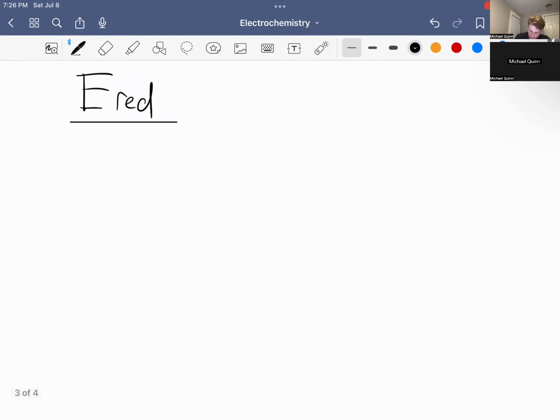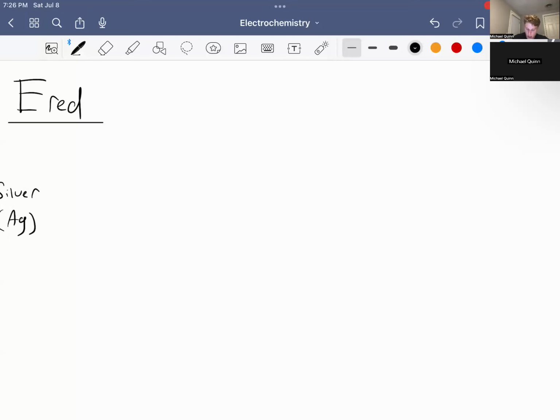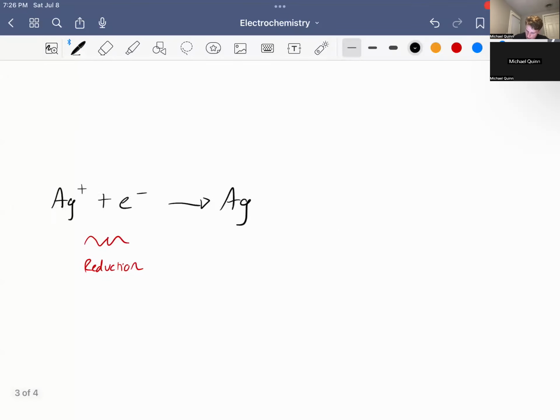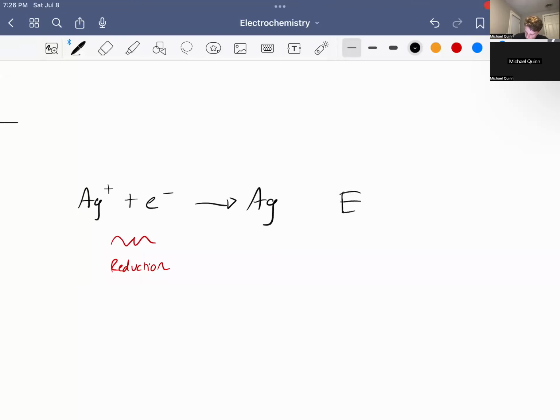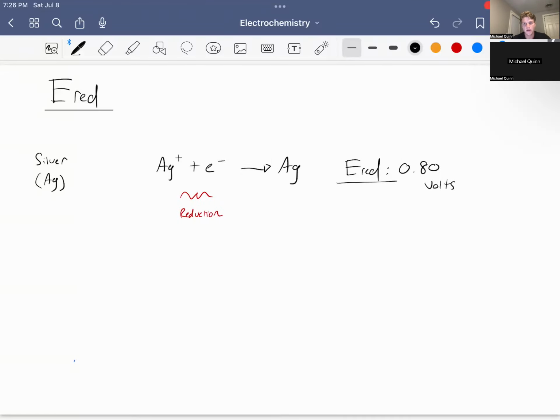So what we can do is look at a species like silver and see the reduction potential value for it. So silver plus 1 electron, note this is reduction, will proceed to make Ag. This reaction will give us a reduction potential value of 0.80 volts. So as we can see, reduction potentials tell us the voltage associated with a species becoming reduced.